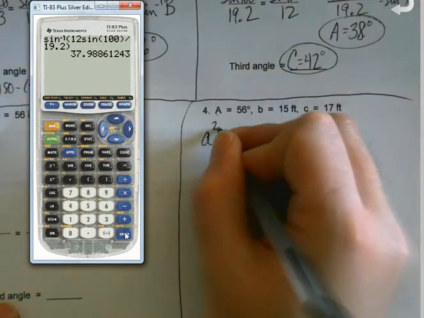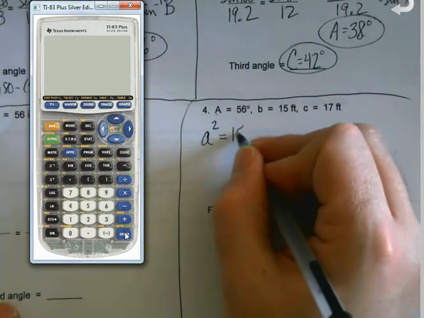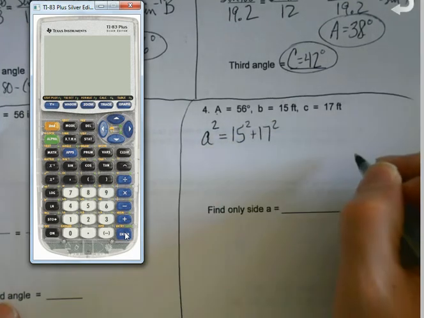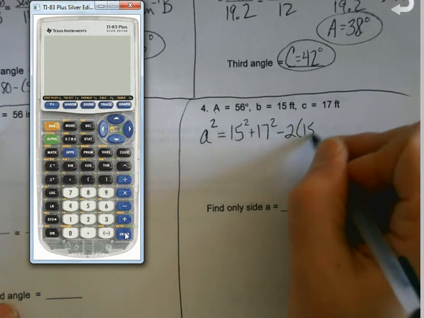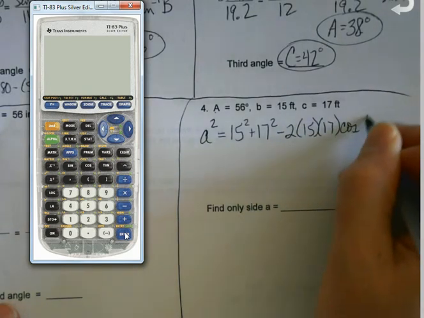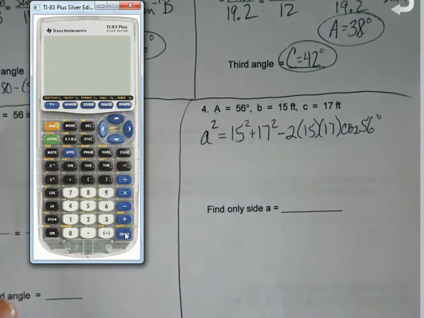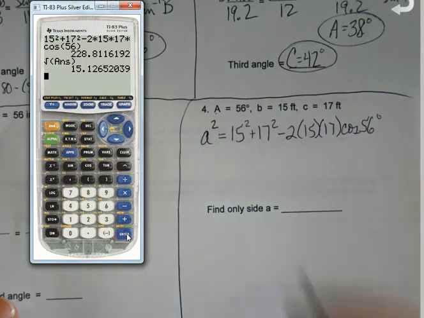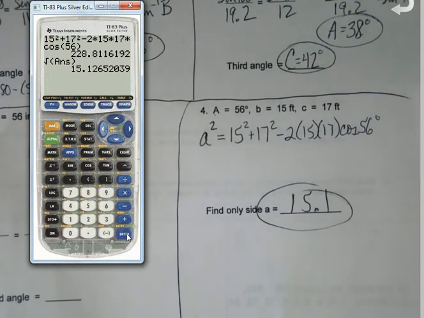So if I'm finding side A, I'd have A squared is going to equal, again, the sum of the squares of the other two sides minus 2 times their product times the cosine of my given angle. And then I basically just go into plug and chug mode. And again, that's not my A value yet. I need to take the square root of that. So A looks like it's about 15.1, and we're in pretty good shape with things here.